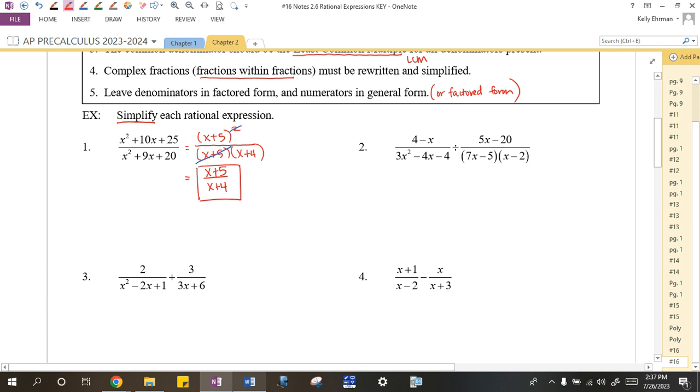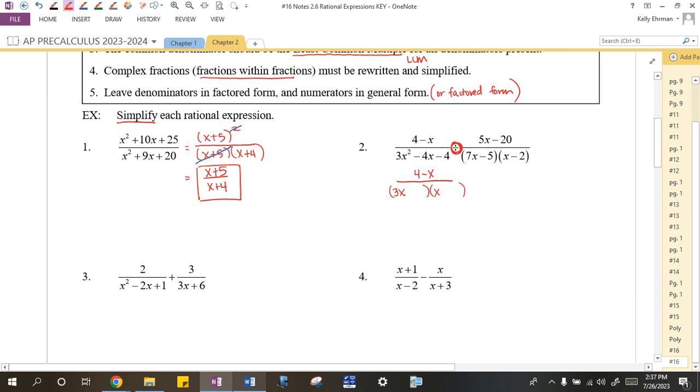Number 2 is an example of a division problem. So I'm noticing if I see a division problem, the first thing I like to do is flip or rewrite the second fraction. Remember, we don't divide by fractions, we multiply by reciprocals. So we could kind of do this. 4 minus x over, maybe we should factor this out.